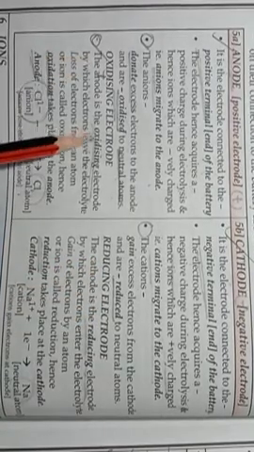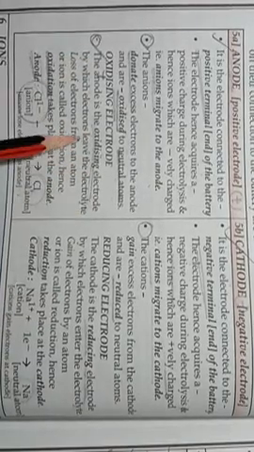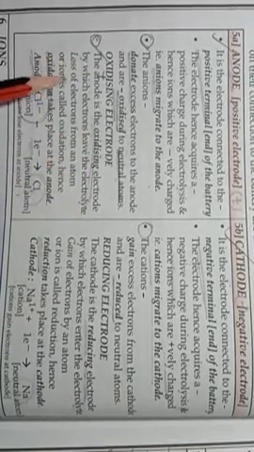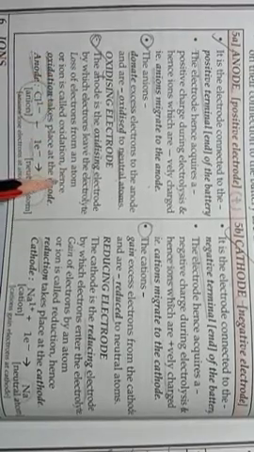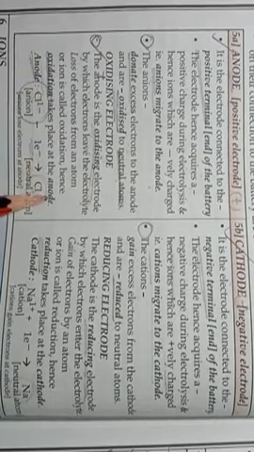The anode is the oxidizing electrode by which electrons leave the electrolyte. Loss of electrons from an atom or ion is called oxidation. Hence oxidation takes place at anode.